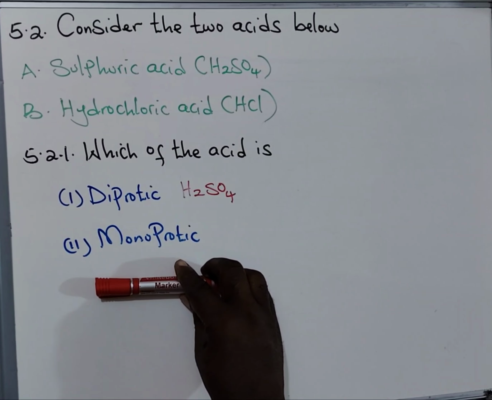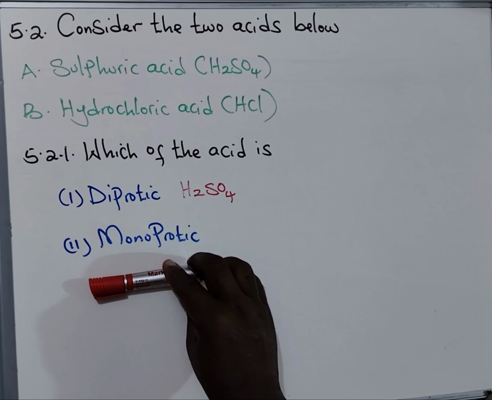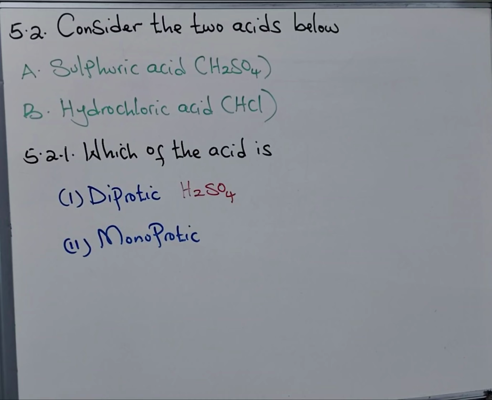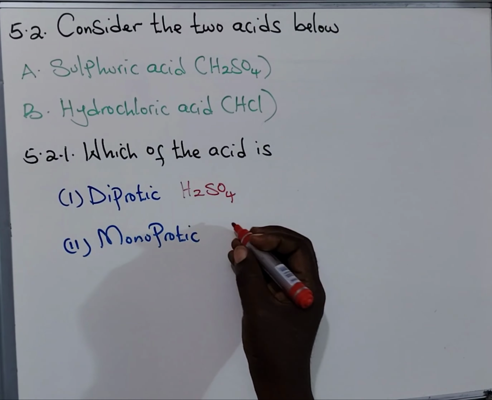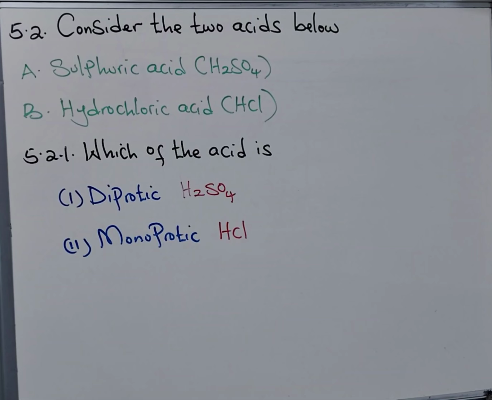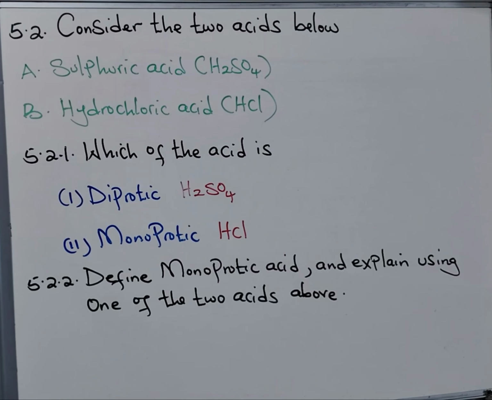Then comes this question saying, which of the acids is monoprotic? The answer is hydrochloric acid. Then comes this question. It says, define monoprotic acid and explain using one of the two acids above.